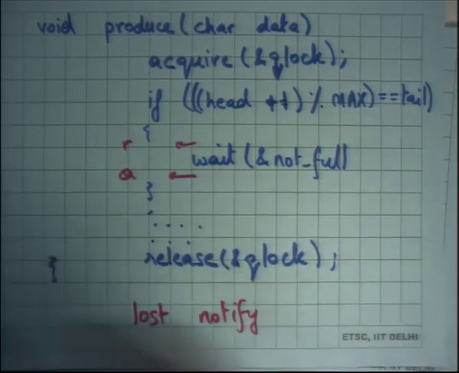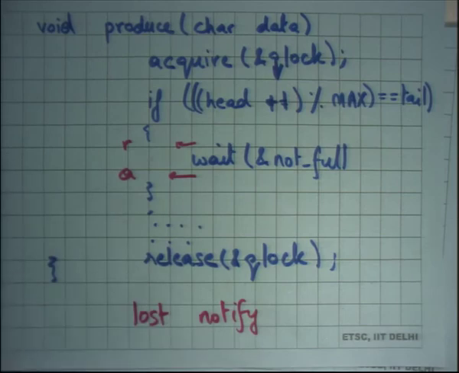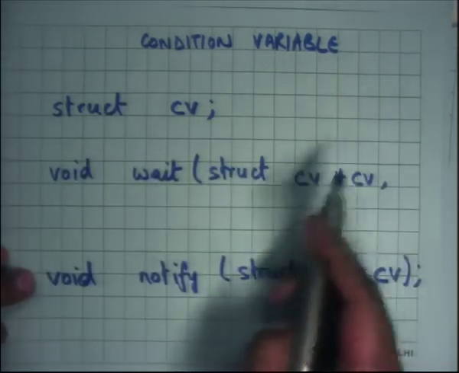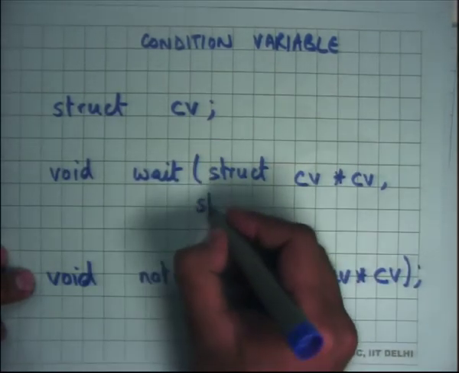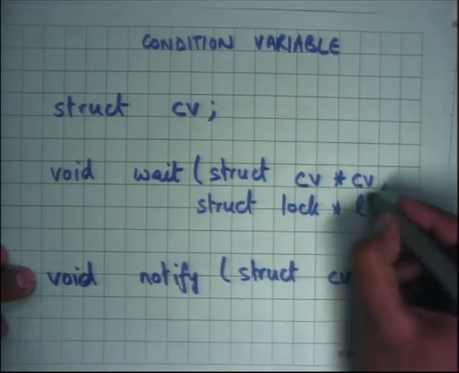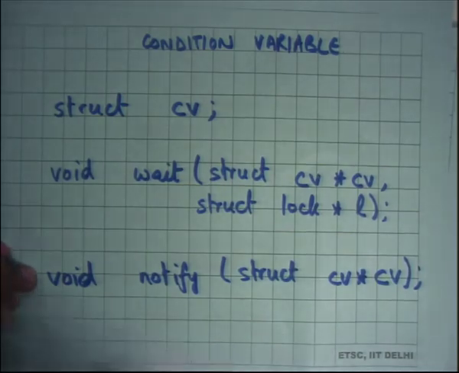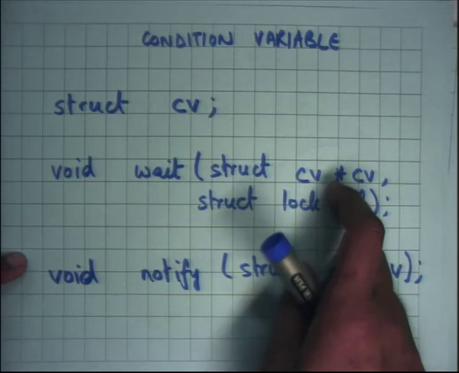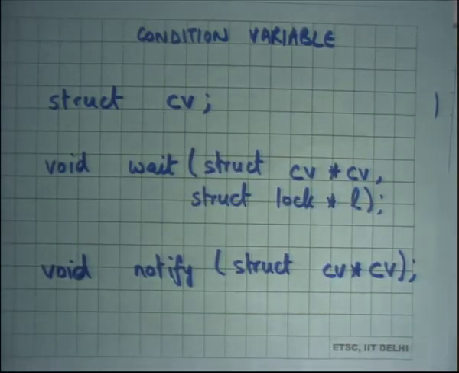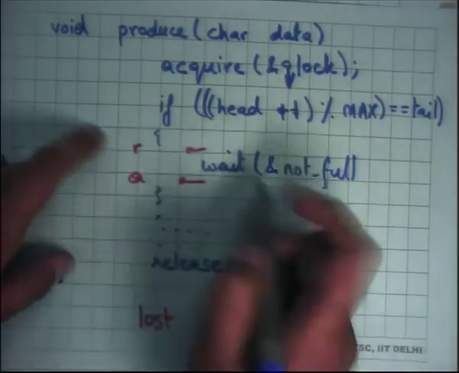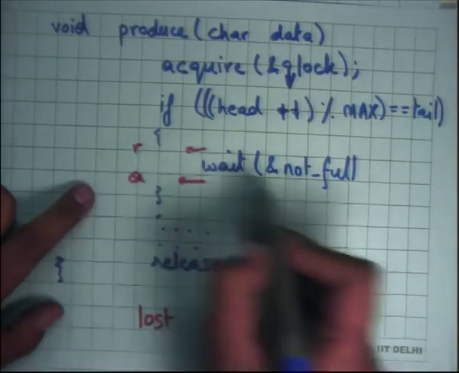All right. So the abstraction is basically the condition variable takes two arguments: a condition variable and a lock. Right? And the semantics are that wait goes to sleep on the condition variable and releases the lock, and does this in an atomic fashion. So basically, it does all these three things. It releases the lock and goes to wait.